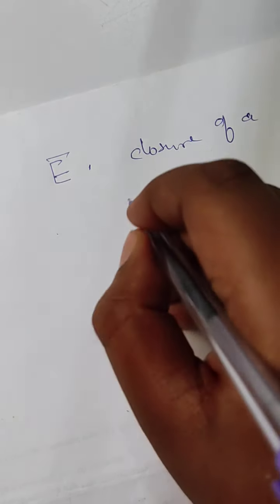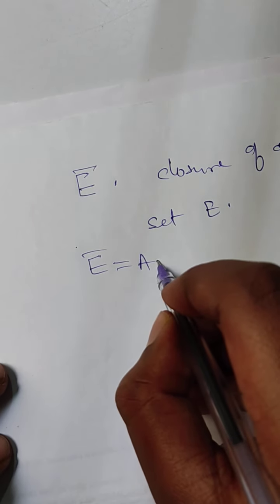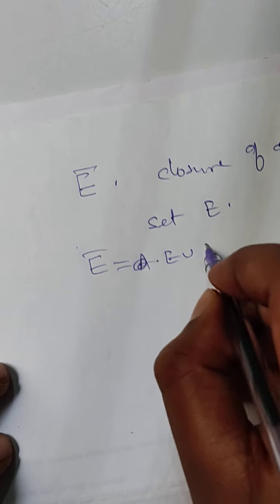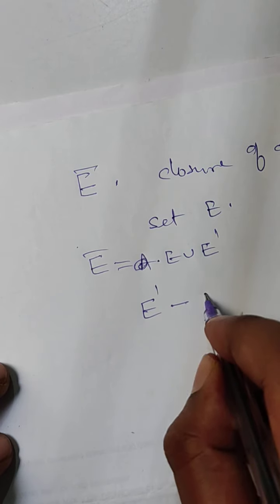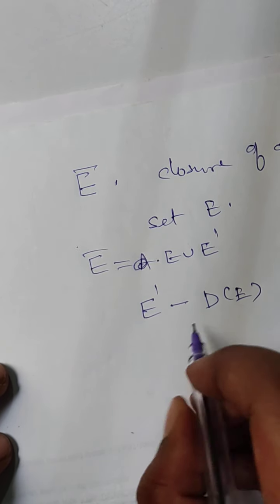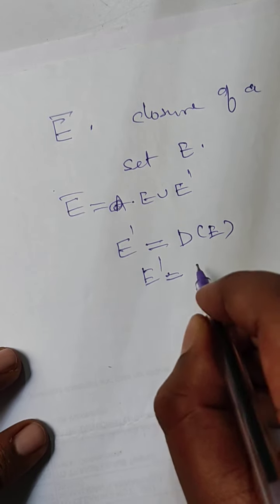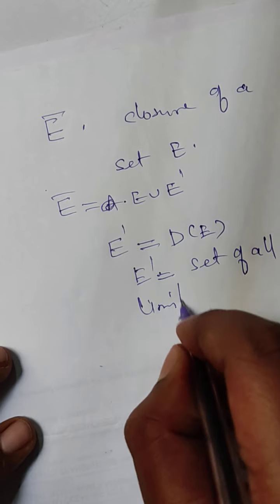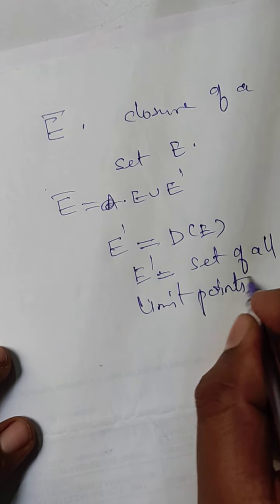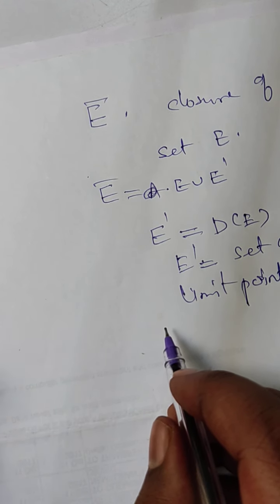Closure of a set E. Closure of set E will be given by E union E dash, where E dash is the derived set of E, the set of all limit points. We know the definition of limit points.